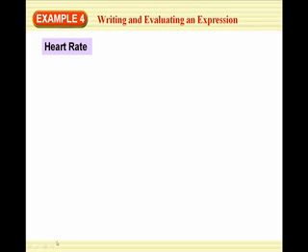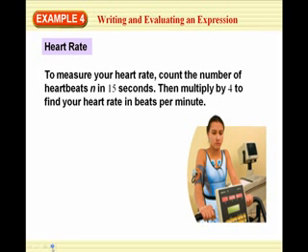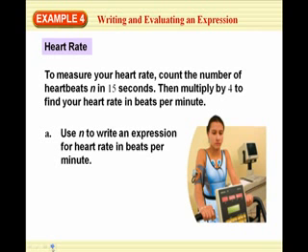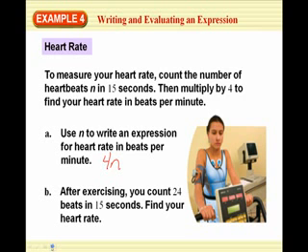All right, so we go to example number 4, which says heart rate, writing and evaluating an expression. To measure your heart rate, count the number of heartbeats n in 15 seconds. Then multiply by 4 to find your heart rate in beats per minute. So 15 seconds, there's 4 15-seconds in a minute, so that's why we're taking it times 4. So we're supposed to use n. Oh, there we have it, sorry, I was reading it to you guys. Multiply by 4. So use n to write the expression, so I'm going to do 4n to write the expression, I believe. Let's see what they say.